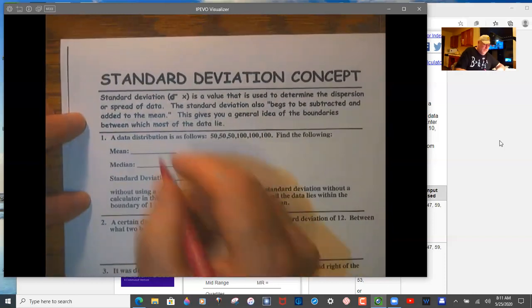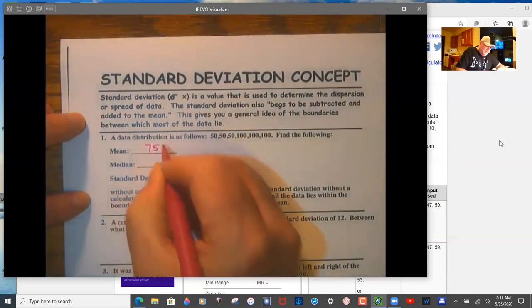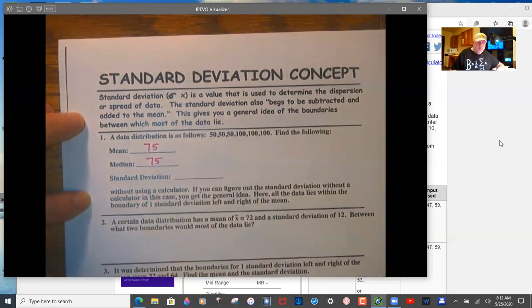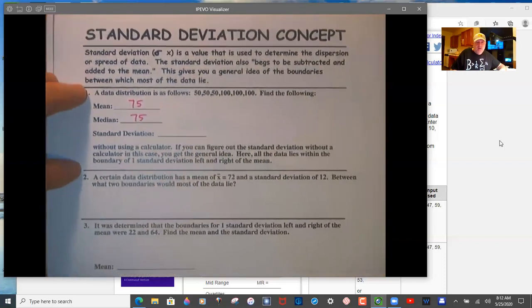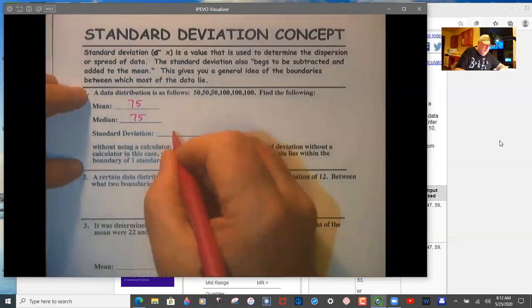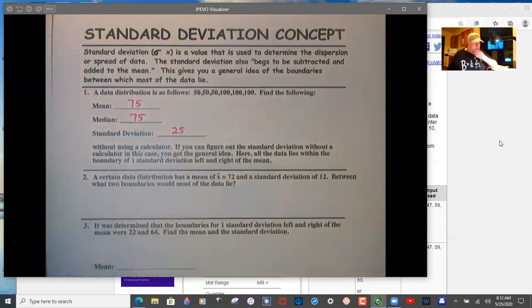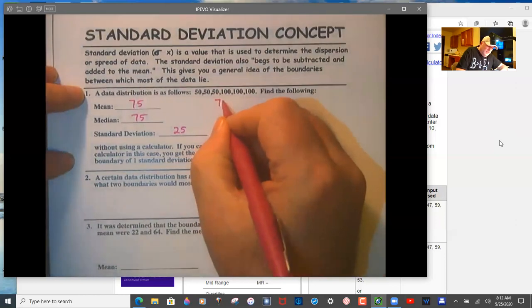So this is the best one I can come up with. Notice that you can do this actually without a calculator. So if I average all those, I have 3 50s and 3 100s, 75 is the middle, is the mean and the median. And the standard deviation is 25. Now, what does that mean?